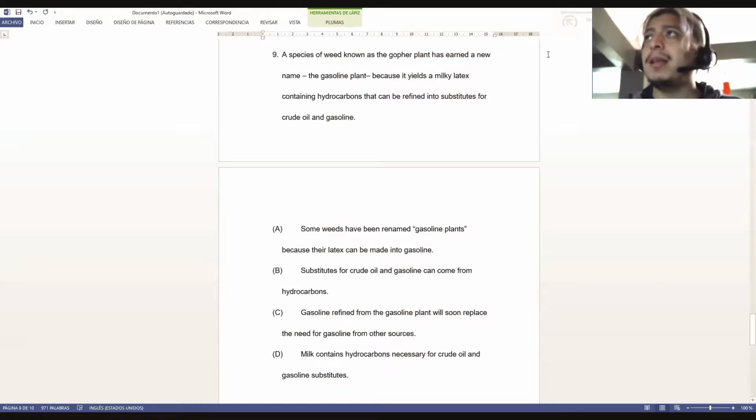So this gopher plant earned a new name, the gasoline plant. Now people are starting to call it not the gopher plant, but the gasoline plant, because it yields a milky latex. What is yield? Yield is like producing, but producing is for factories. People produce stuff.